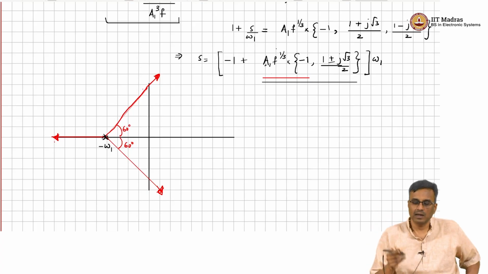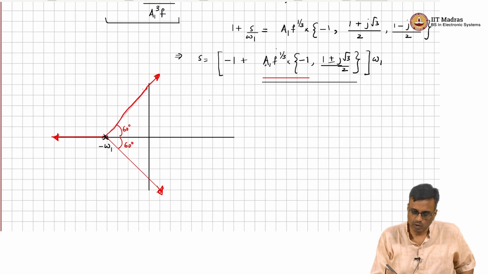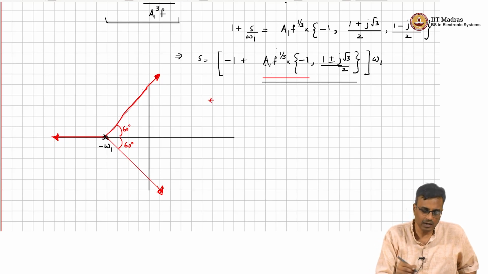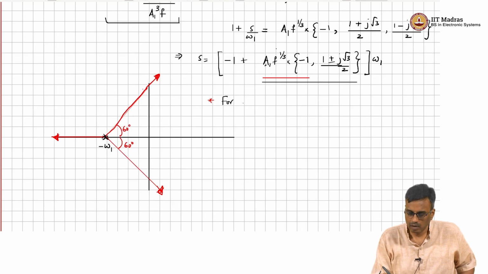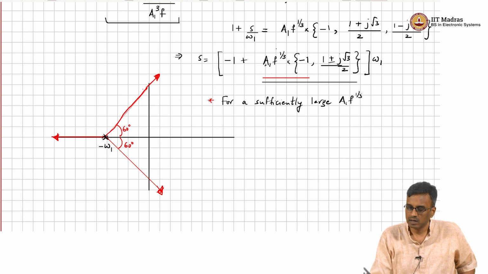So basically, one immediate conclusion is that for a sufficiently large A1F to the 1/3, two poles will be in the right half.